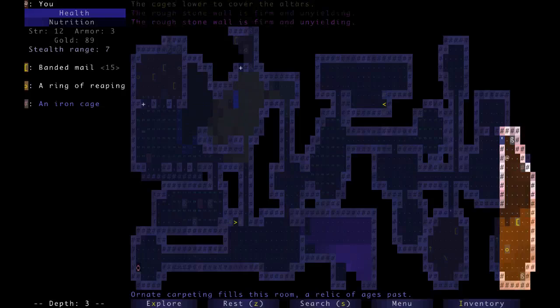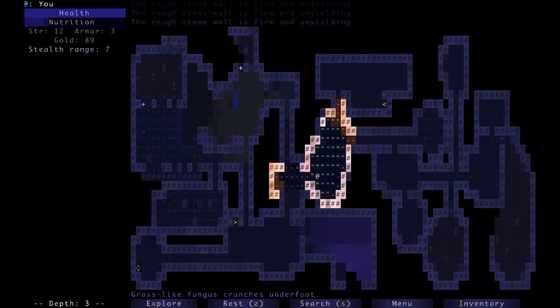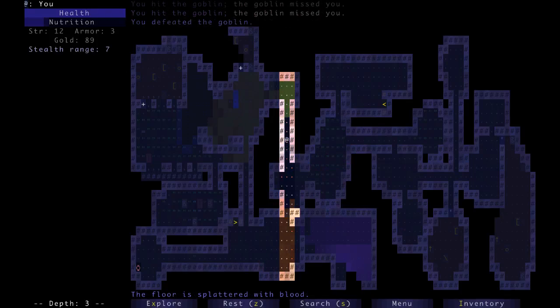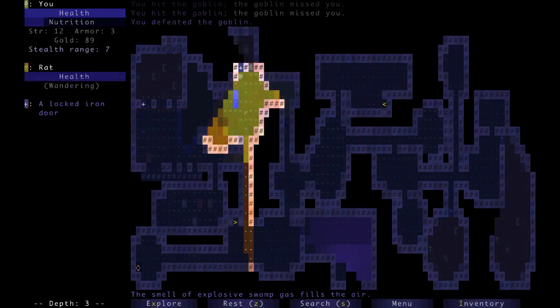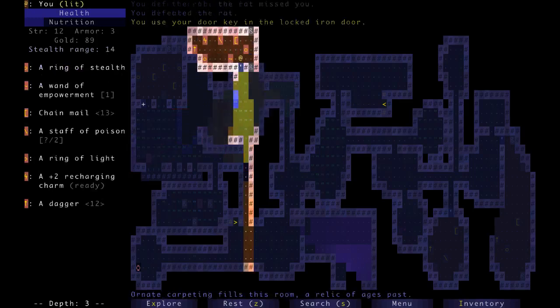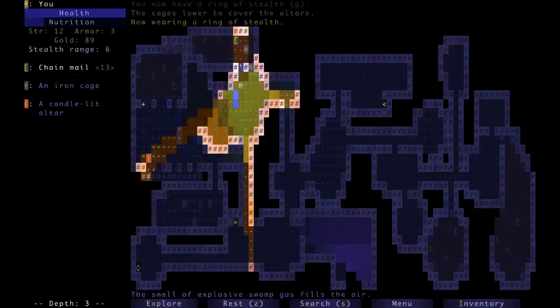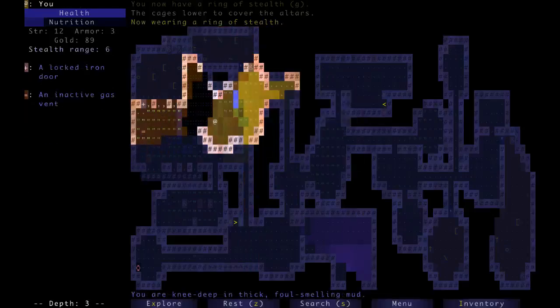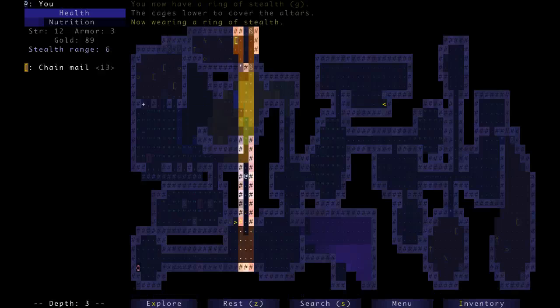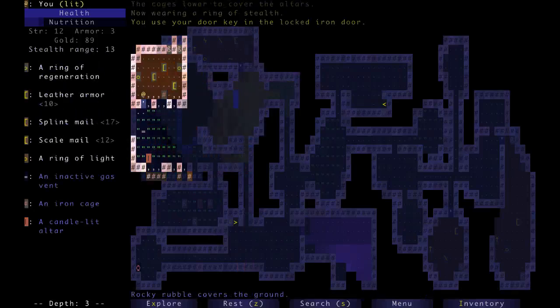There's another door key. Okay, I'm guessing that one of those door keys, I'm going to have a leftover door key, and I'll keep the ring of stealth. I was on the ring of stealth. That leftover door key, I'm guessing, is to this door here. There we go. Oh, yes. It's too late. I already figured out what that thing is.